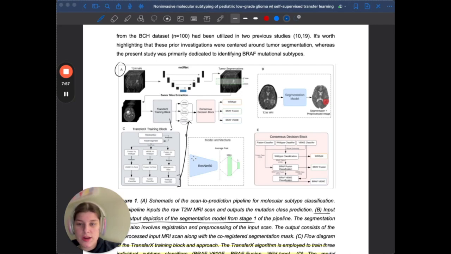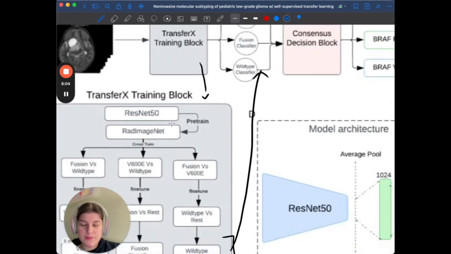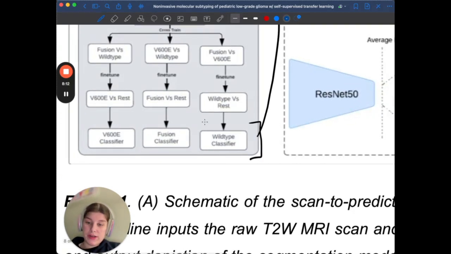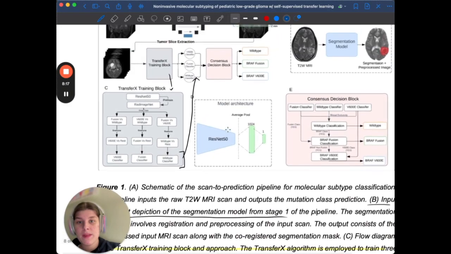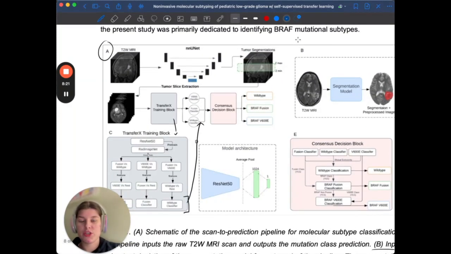So for the TransferX training block, which is within this, you can see that we have our pre-trained data, two sets, and then cross-training and fine-tuning within the results of that. Here we have our three different outcomes within the classifiers in the subtype, and that is coming directly after we have our tumor segmentation, which is coming from another trained model.